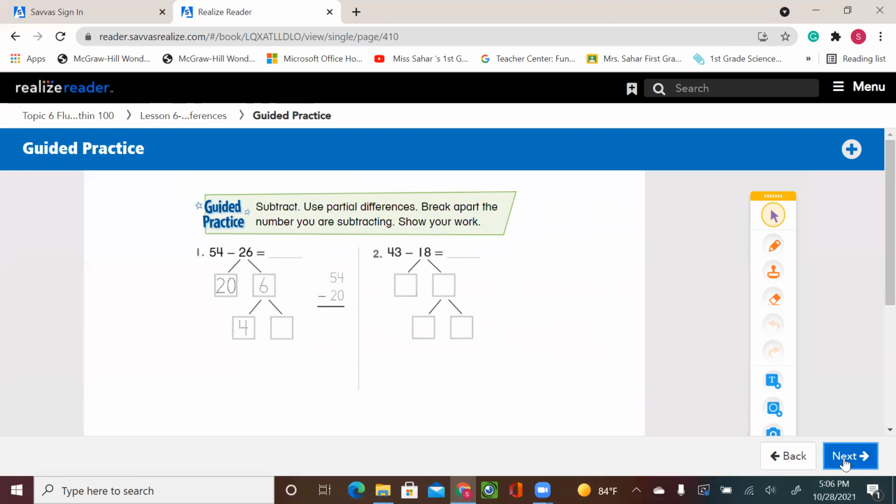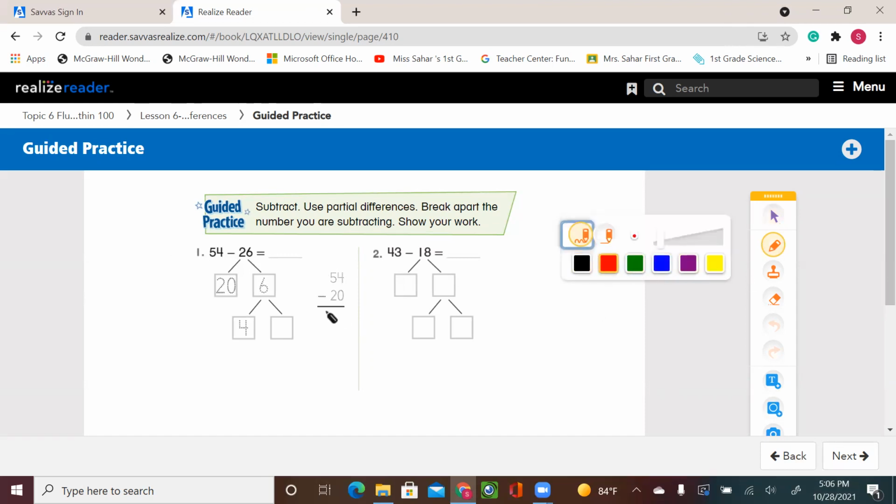All right, page 248. So we have 54 minus 26. What we have here, they break apart 26. So 54 minus 26, 26 is 20 plus 6. So 2 tens, 20, and 6 ones. So over here, what we're going to take? We're going to take away the 20. So 54 minus 20 equals, very good, 34.